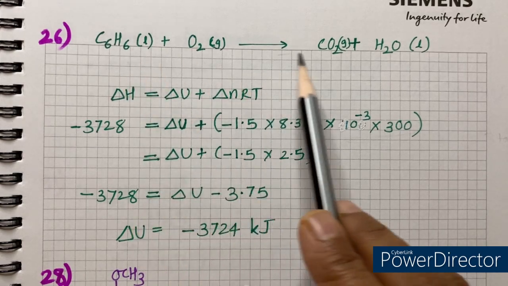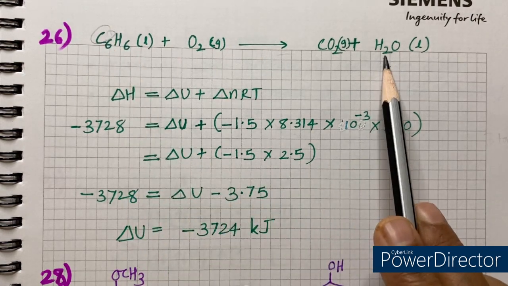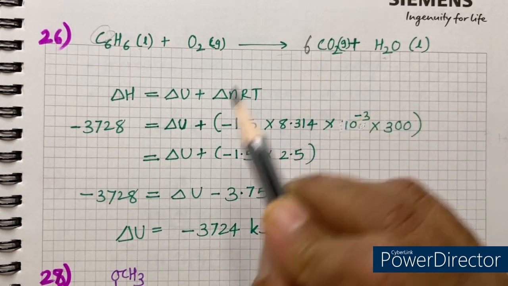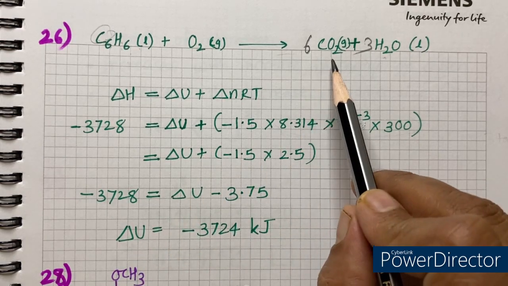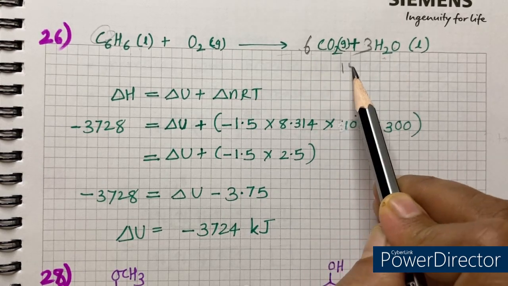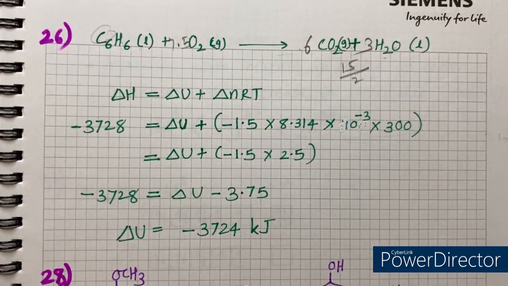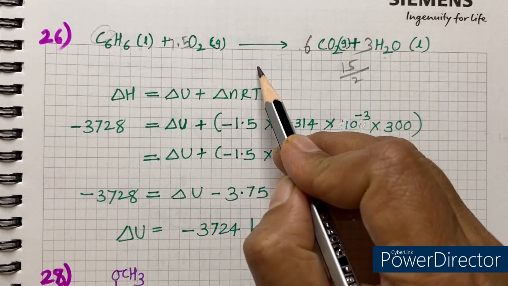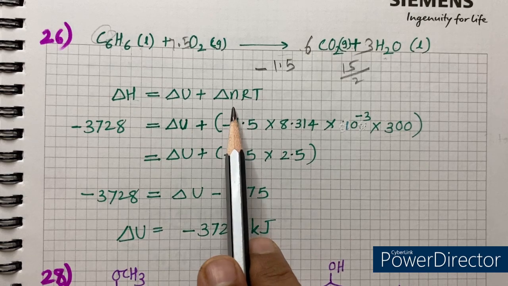Now here benzene reacts with oxygen, that is combustion, gives CO2, this is oxidized to CO2 and this is oxidized to water. Now for balancing, C6, therefore 6 CO2, H6, therefore 3 H2O. Now balance oxygen. Remember here one trick. Count the oxygen from this side, 3 and this 12, that is 15. Whatever number comes, divide by 2, that is 7.5. Now first find out delta Ng. Here 6 minus 7.5, that is minus 1.5. Use this formula.